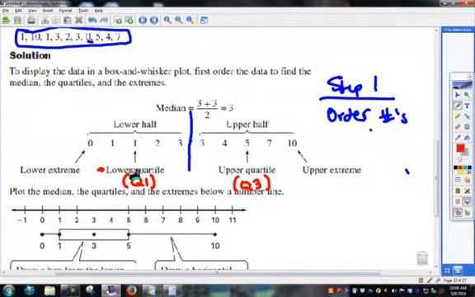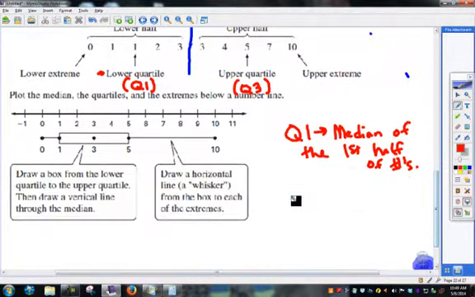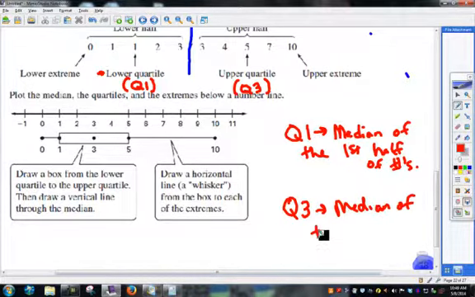Okay? So, what the lower quartile is, and I'm going to write this over here, what Q1 or the lower quartile is, it is the median of the first half of numbers. Okay? And then we're going to keep going here. What the Q3 is, it is the median of the second half of numbers.